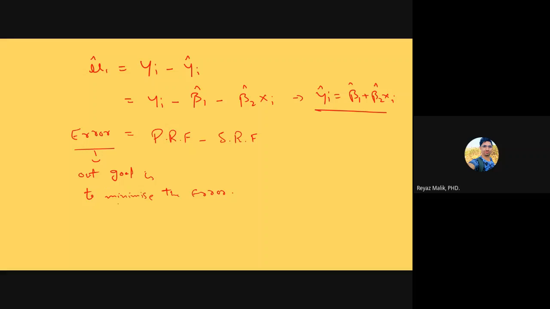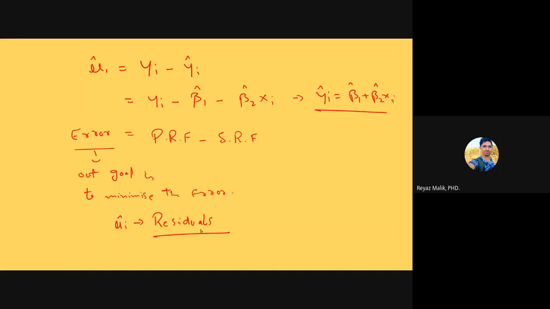Now this u, I told you, is the difference between actual y and ui cap. It is the difference between actual and estimated y, or the actual population regression function and the sample regression function. And it has many names, as I have told you many times. It is called residuals. Fine.